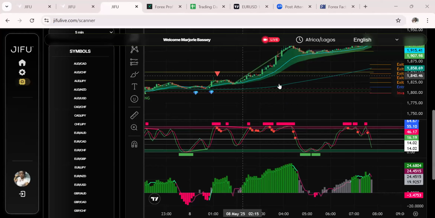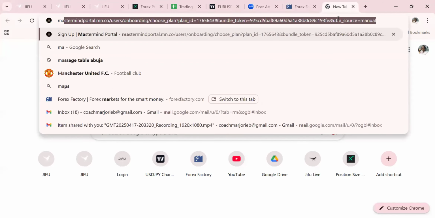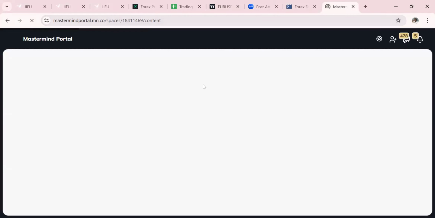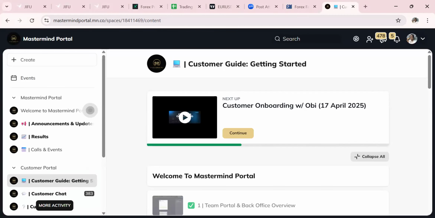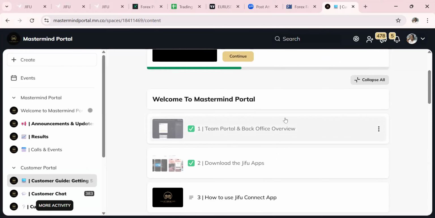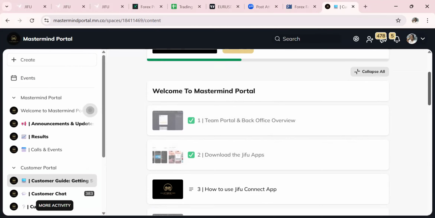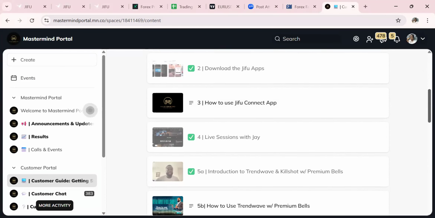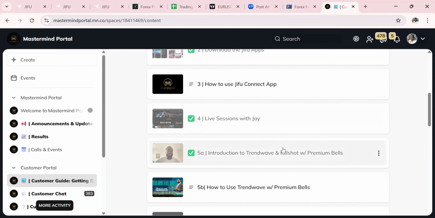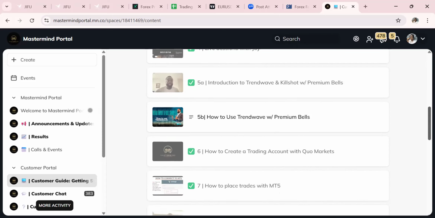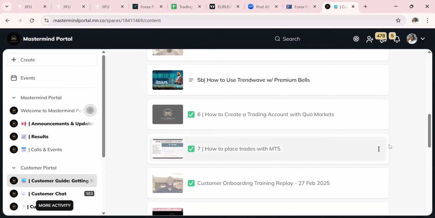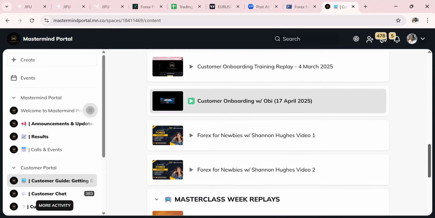So let me quickly share that again. Okay. So the onboarding that you need for all your customer onboarding and stuff, you can come here, watch, see. These are things: the welcome, how to navigate the back office, how to download the JIFU apps, how to use and connect the JIFU app, everything, live sessions, introduction to the Trendwave and Killshot scanners.